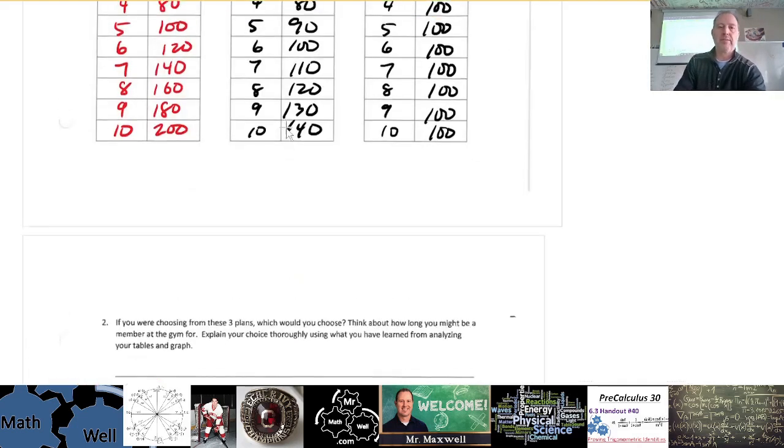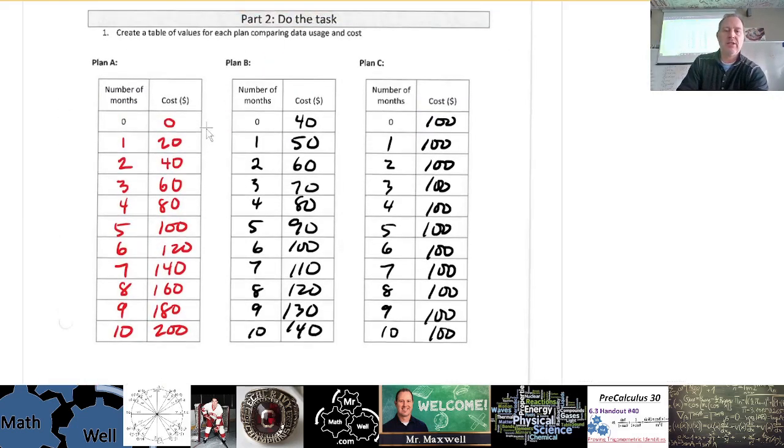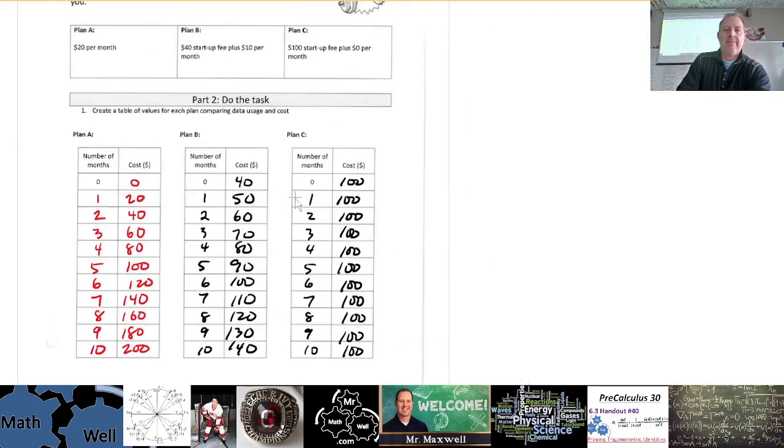Okay. I'll go back to page 1 for those of you that need to finish this chart for some reason. There you go. No questions?